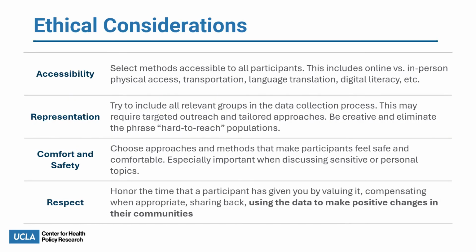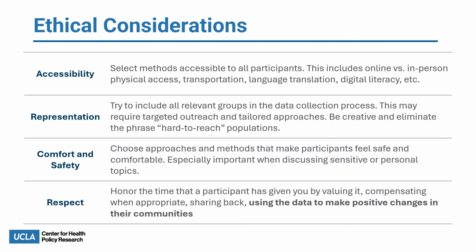When designing equitable research, there are a few core principles to keep in mind. Accessibility. Make sure your methods are accessible to all participants. This might mean offering both online and in-person options, accounting for transportation needs, providing translation, or addressing digital literacy. Representation. Aim to include all relevant groups. That may require targeted outreach or culturally tailored methods.